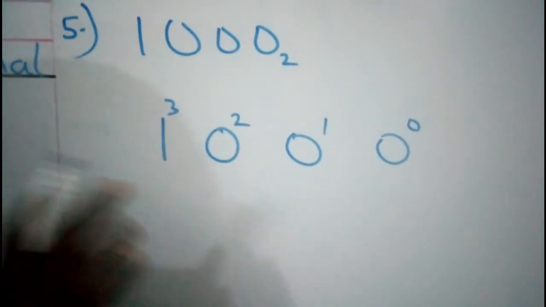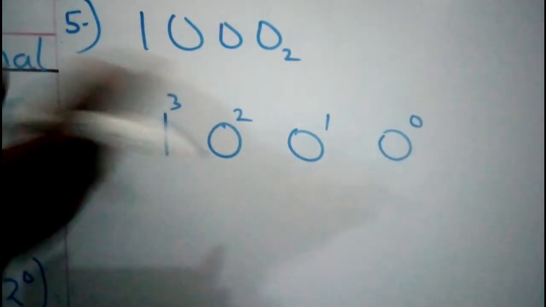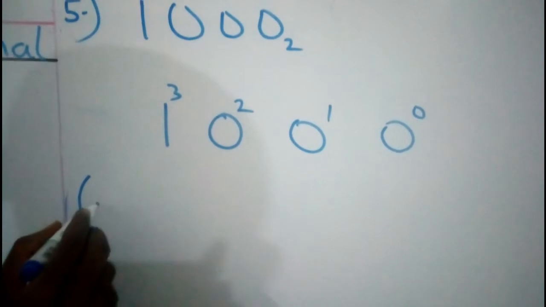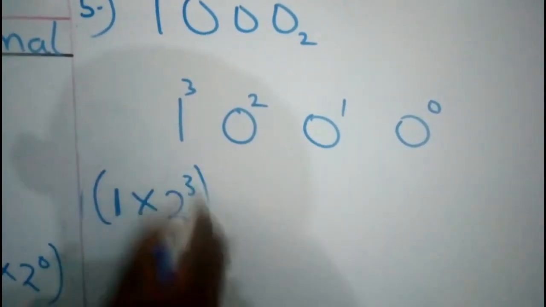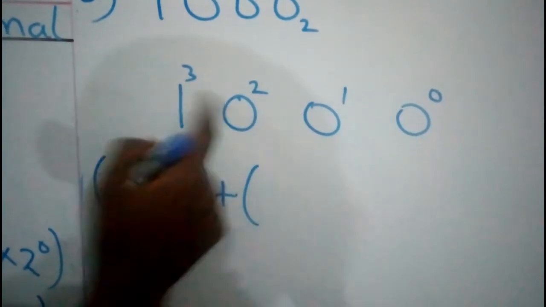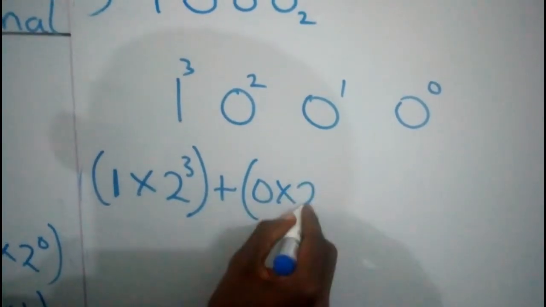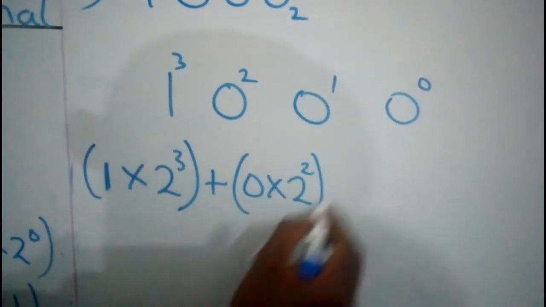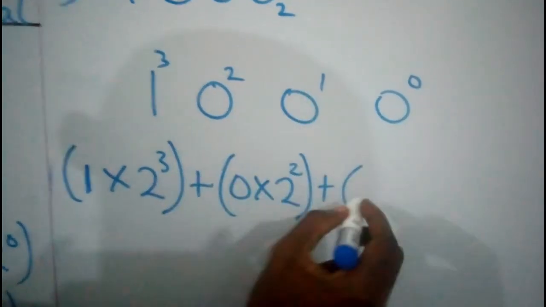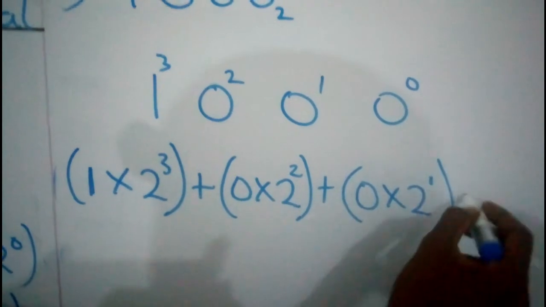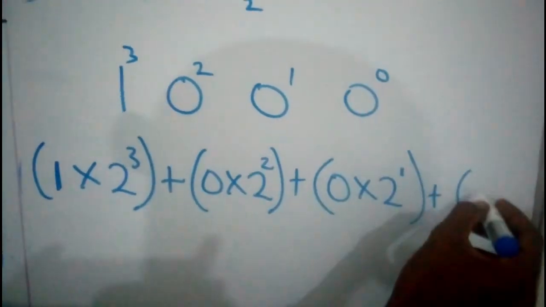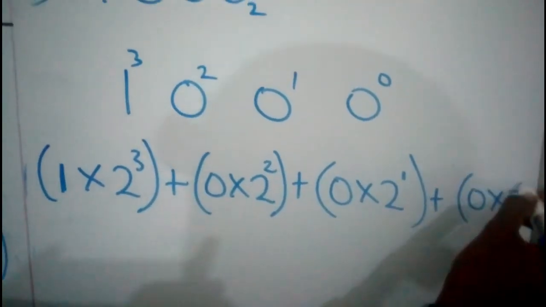So we need to multiply each digit by 2 and raise it to the power. So we'll start with the first digit, which is what? 1. That's 1 times 2 raised to the power 3. Plus second digit is 0. 0 times 2 raised to the power what? 2. Plus third digit, which is still what? 0. 0 times 2 raised to the power what? 1. Plus the last digit, which is what? 0. That's 0 times 2 raised to the power 0.